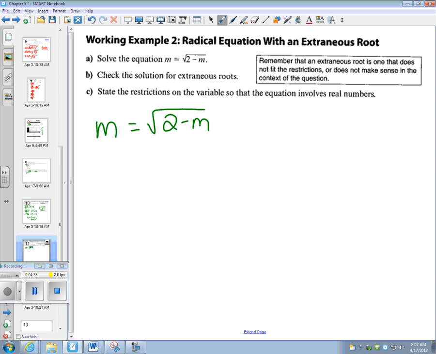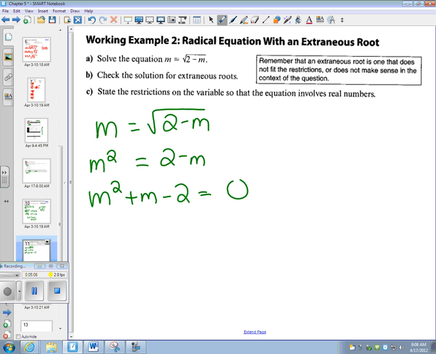And what we're going to do is square both sides. So when we square this side, we get m squared. When we square this side, we're just left with the radicand, 2 minus m. So we're going to set this equation to be 0 so that we can use some of the tools we used in last unit. We're going to bring everything over to this side. So we get plus m, and we get minus 2.